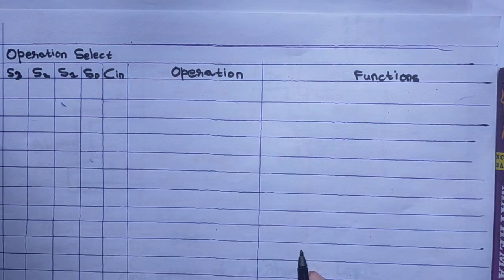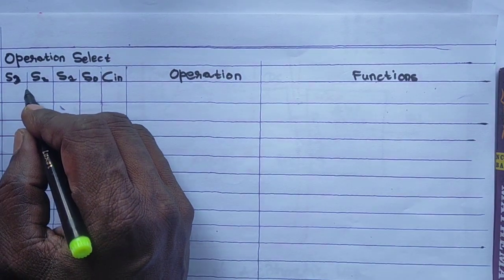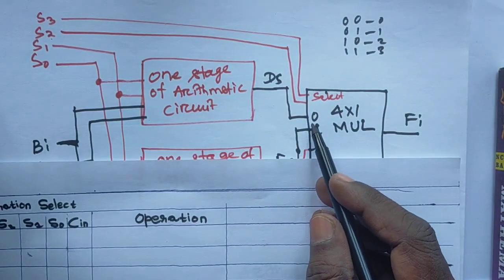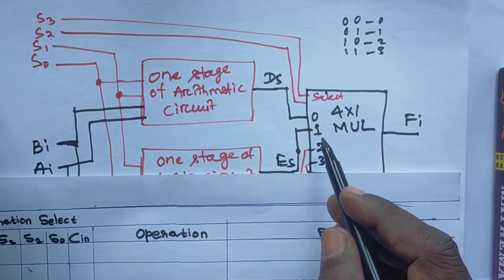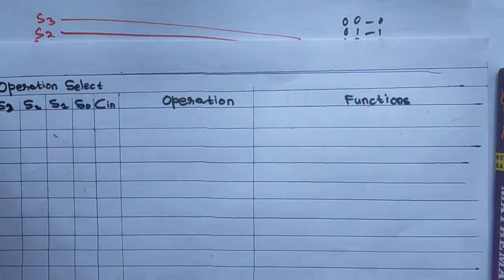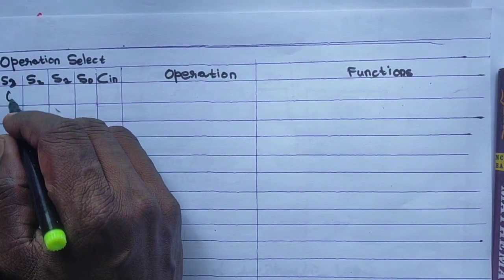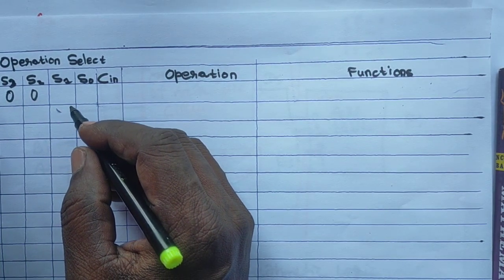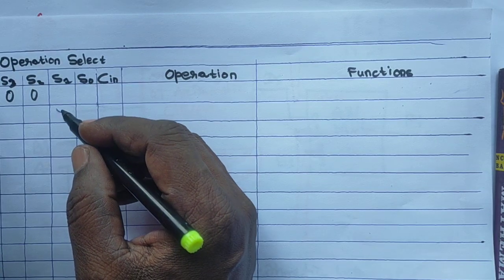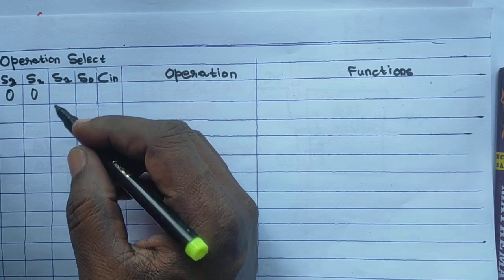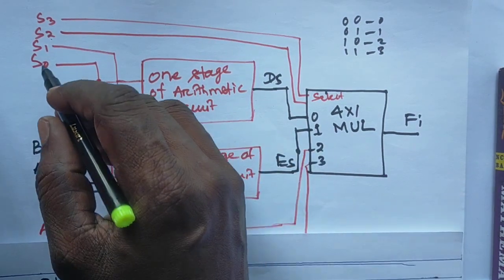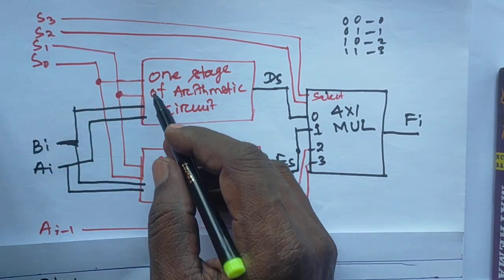Now we see in a very simple way. Suppose S3, S2 are 0, 0. 0, 0 means which one? Arithmetic, because it is selected through 0. If it is 0, 0, arithmetic is there, obviously we know that. Then it depends on that. If this is 0, arithmetic, again that arithmetic is also defined through S0 and S1, which operation.